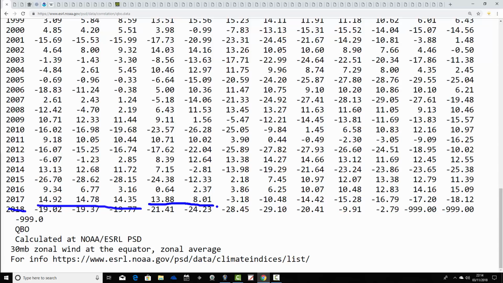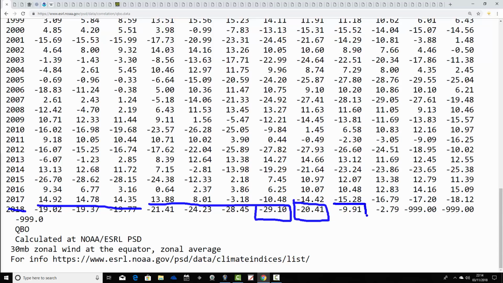The easterly QBO continued into the summer. It reached its peak at minus 29.10 in July. That was the strongest easterly QBO in July that we've ever seen, I think. And then after that, in August, we saw the first month that had a weakening of that easterly QBO, from minus 29 down to minus 20.41.